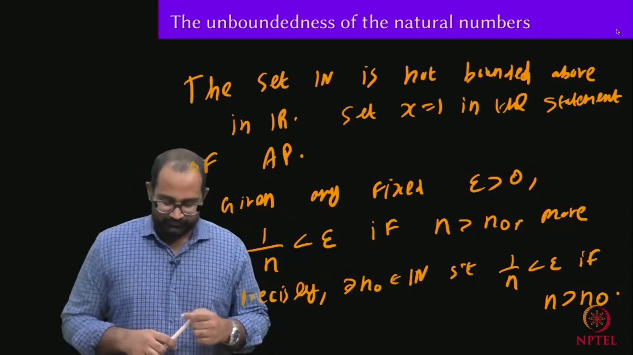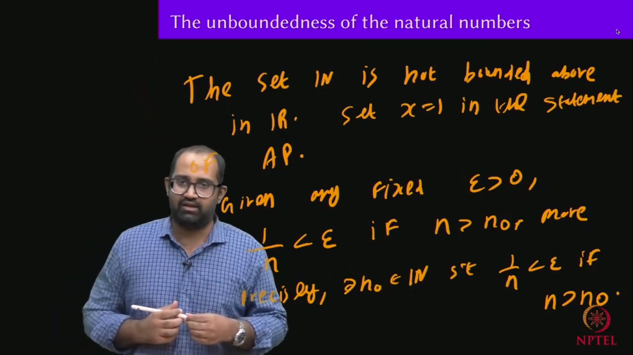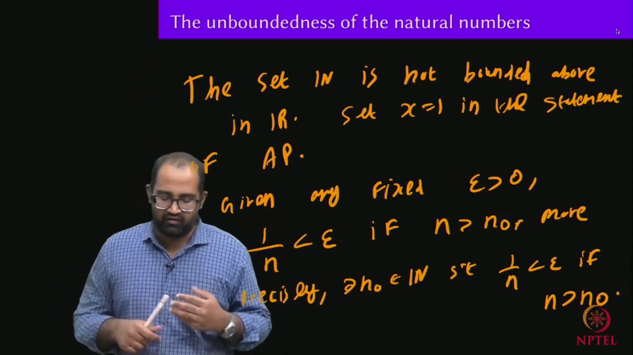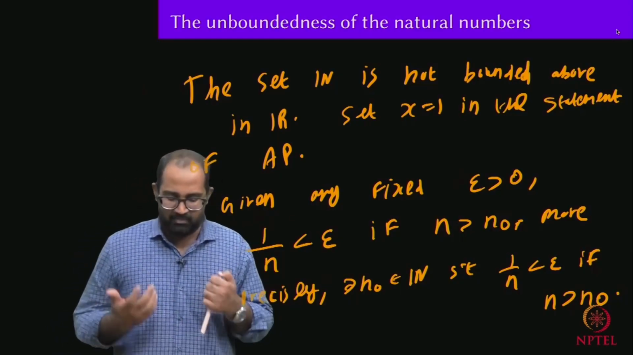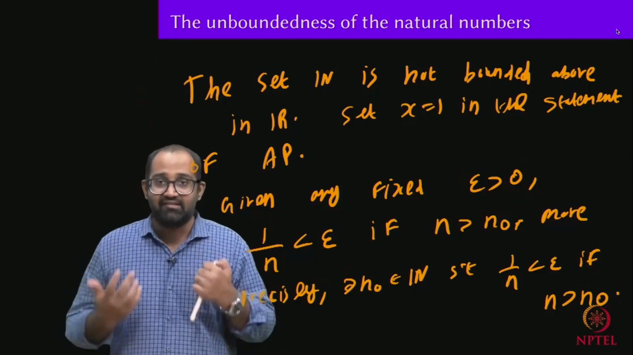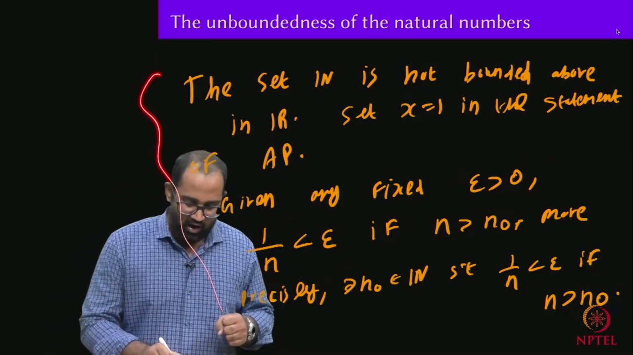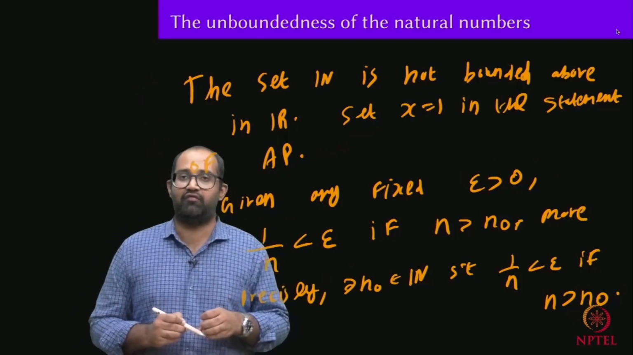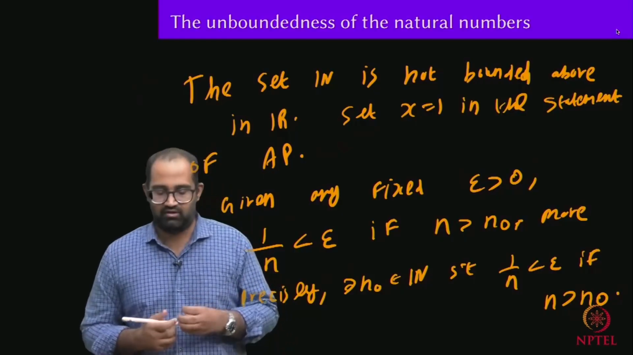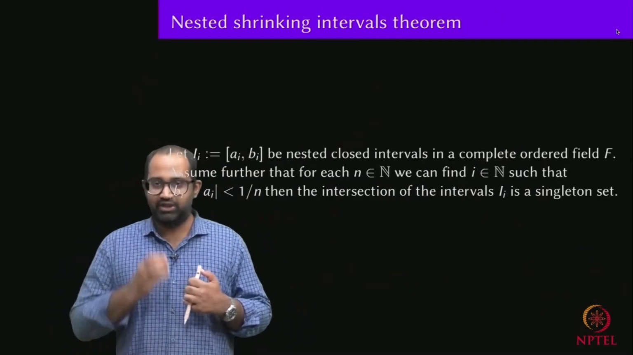Now, these two are rather the starting points of the study of convergence of sequences. So if you are not able to get it, it's perfectly all right, but please do make an attempt at solving how to complete this proof and why this follows from the unboundedness of the natural numbers. Now here comes a crucial theorem.